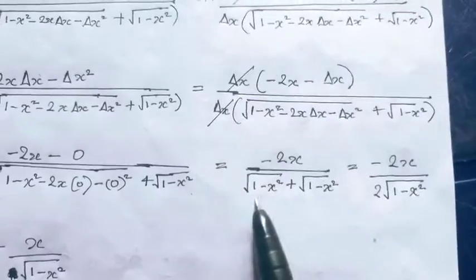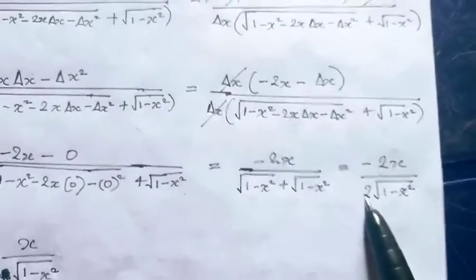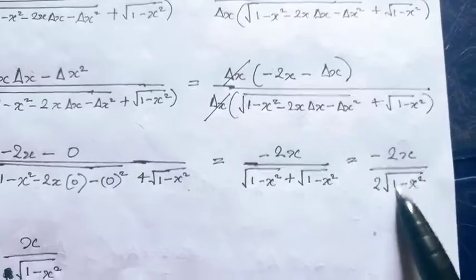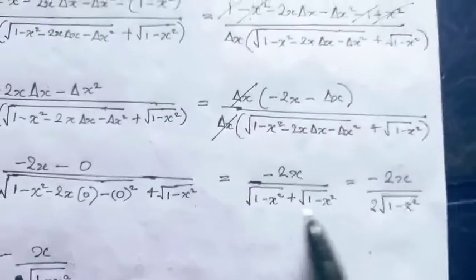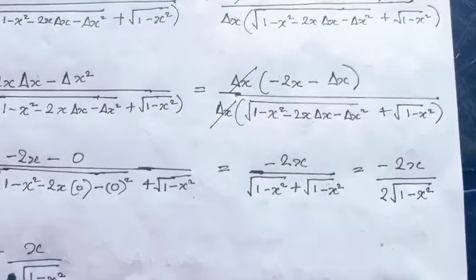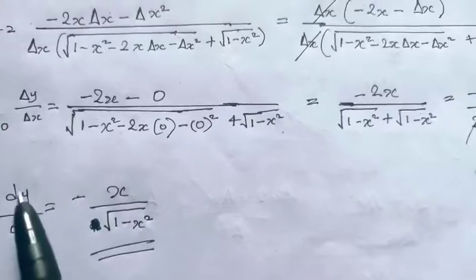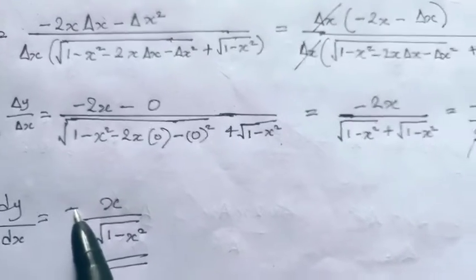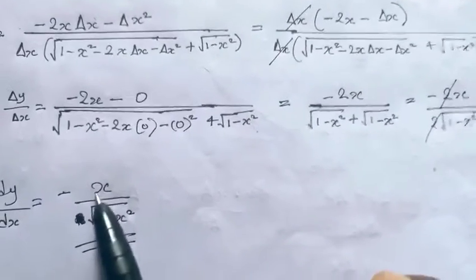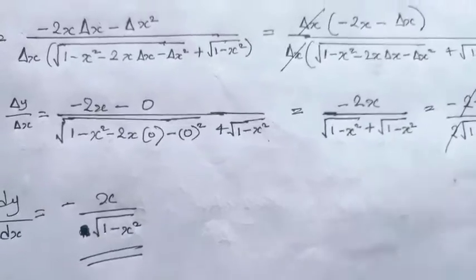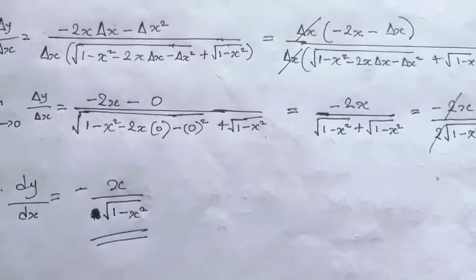And from this step here, this plus this is simply 2 roots 1 minus x square, because both of them are of the same quantity. And I can say that my 2 cancels out this 2 here, leaving me with my answer as dy dx being equal to negative x divided by the square root of 1 minus x square.